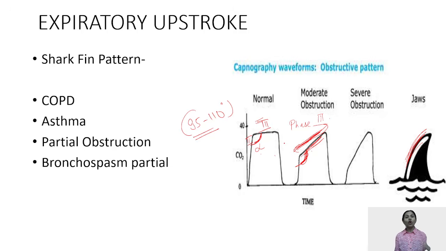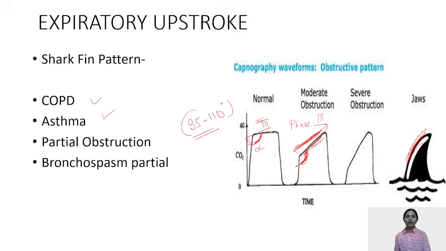Such a condition comes in obstructive pathologies like COPD, asthma, partial obstruction and bronchospasm. Because if there is complete obstruction or complete bronchospasm, then eventually the EtCO2 graph will not be present. Okay. So if there is any obstructive pathology, then we will have a shark fin pattern, which is suggestive of delay in the alveoli emptying with increase in our alpha angle.